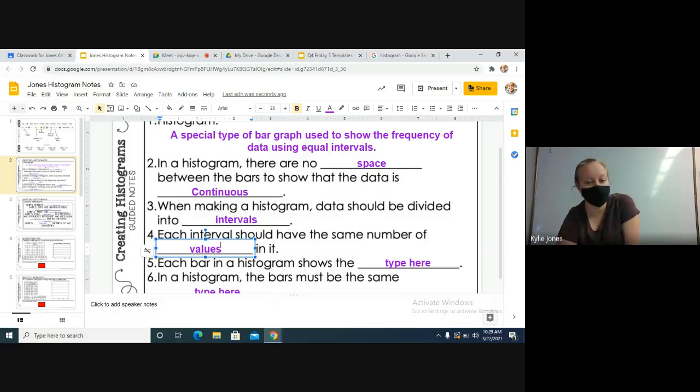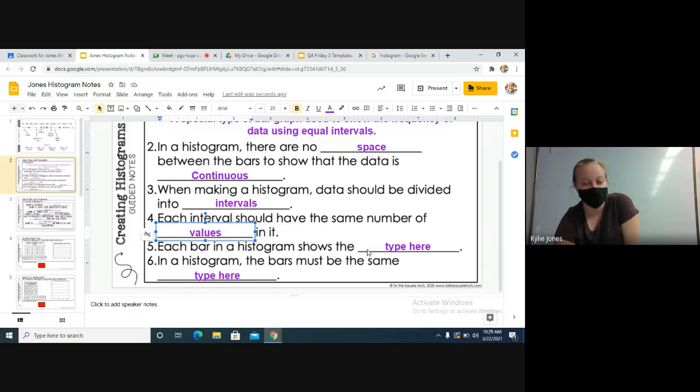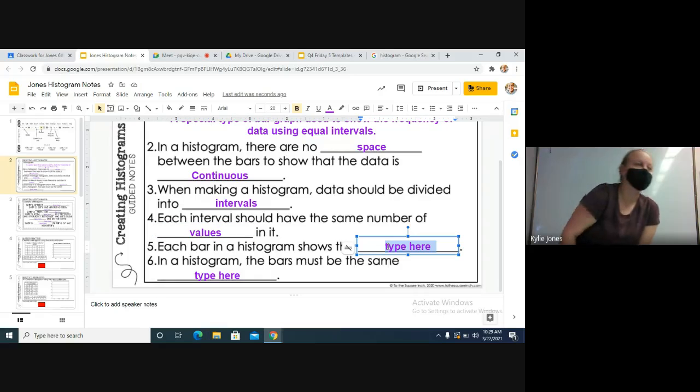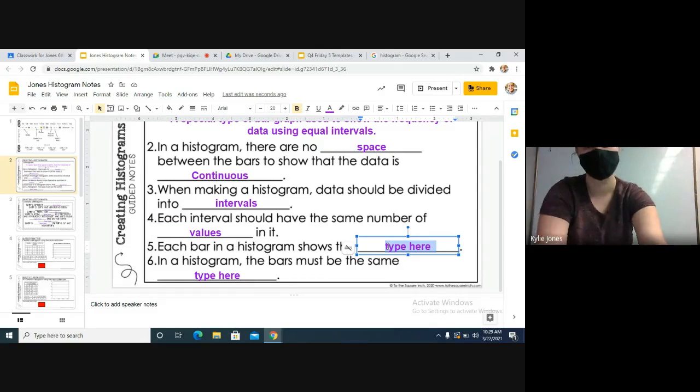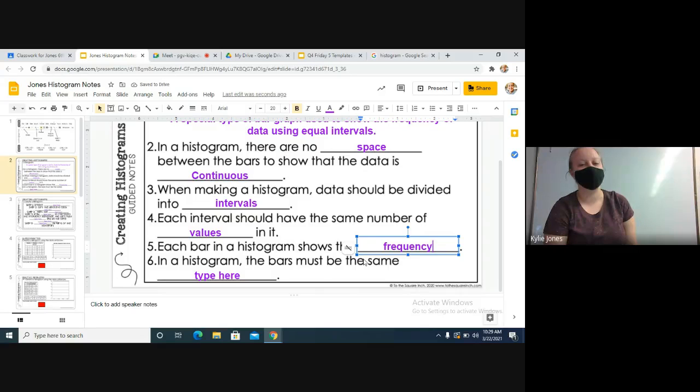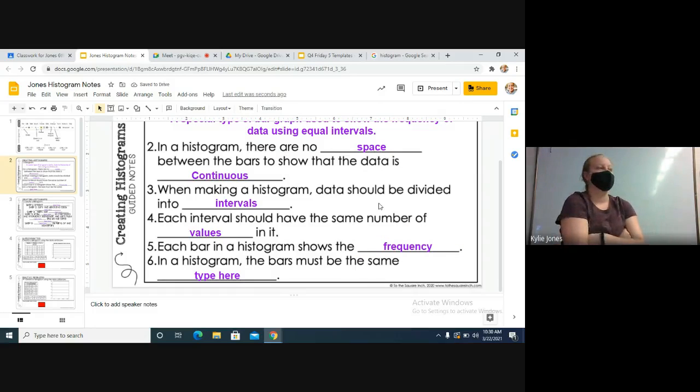And number 5. Each bar in a histogram shows the what? Starts with an F. Frequency. It shows the amount of times that something happens. Each bar shows the amount that it happens.